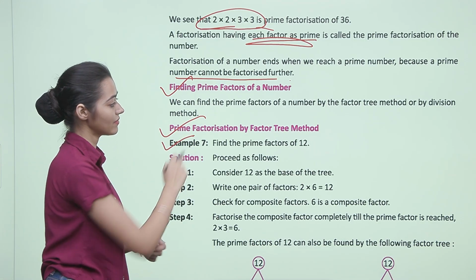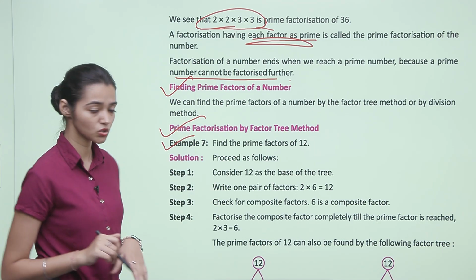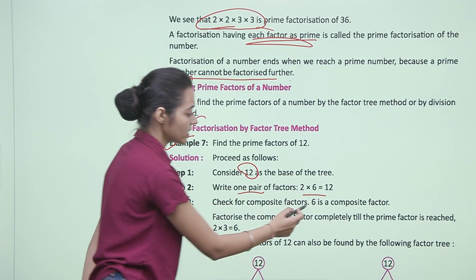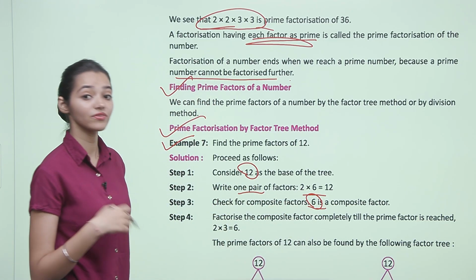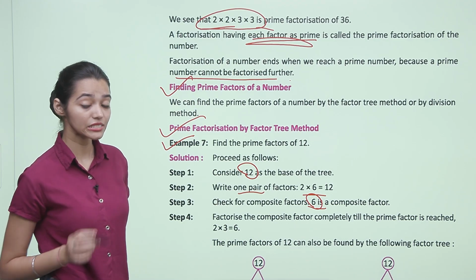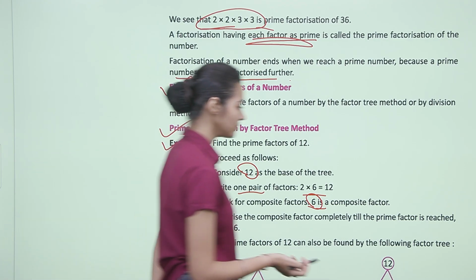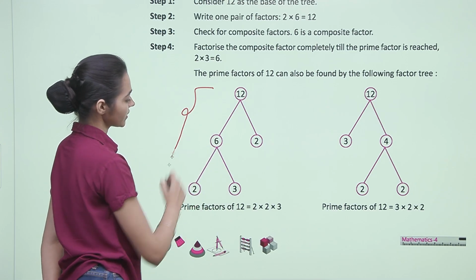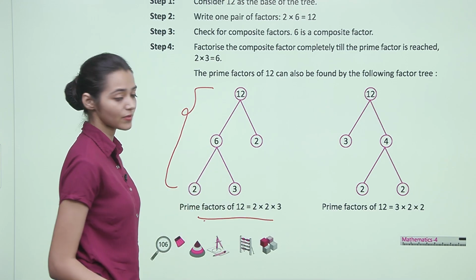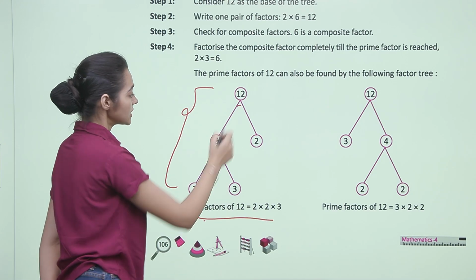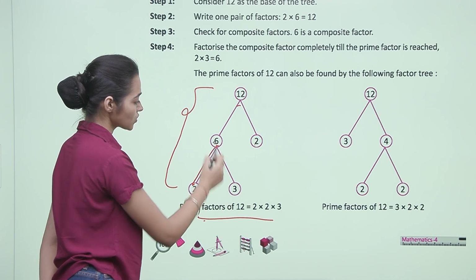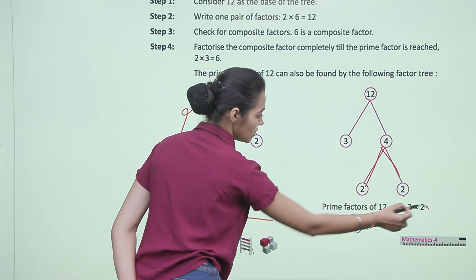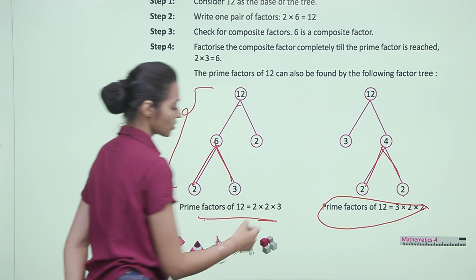With example number 7, we have to find the factors of 12. So consider 12 as a base, then write one pair, that is 2 into 6. After that, check 6 is a composite number, then we will factorize 6 till it reduces to prime numbers. And here is our factor tree of 12, that is the prime factorization of 12: 6 into 2, or 6 can be written as 2 into 3, or we can write it as 3 into 4, and 4 can be written as 2 into 2. So this is the prime factorization of 12.